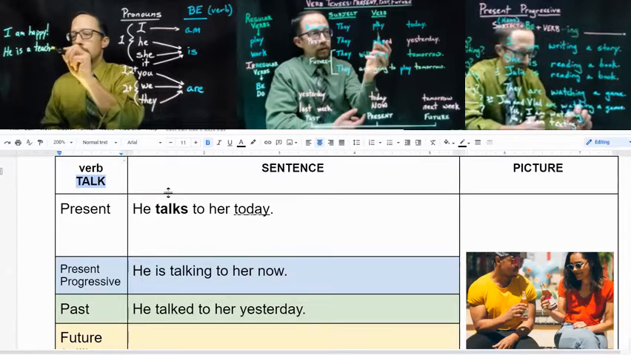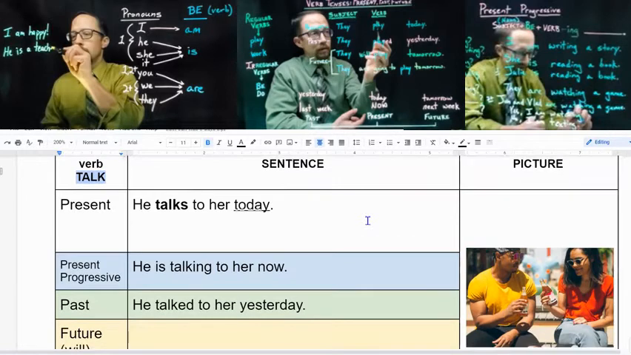You can write or you can type the answers, okay? And then you can submit. Don't worry. So you can see in the present, he talks to her today.